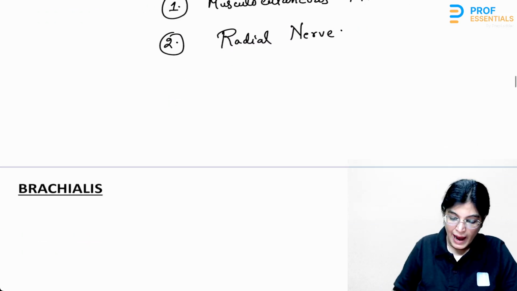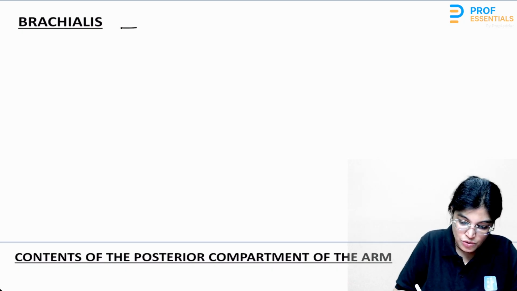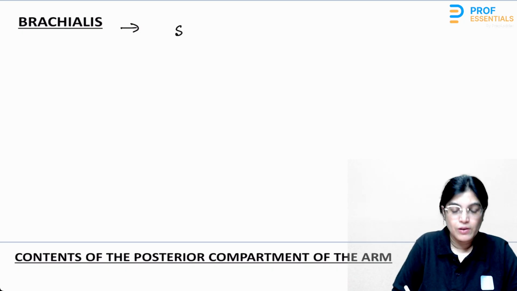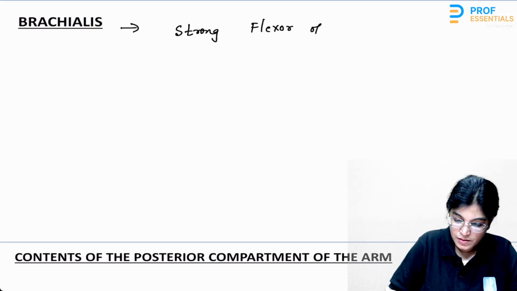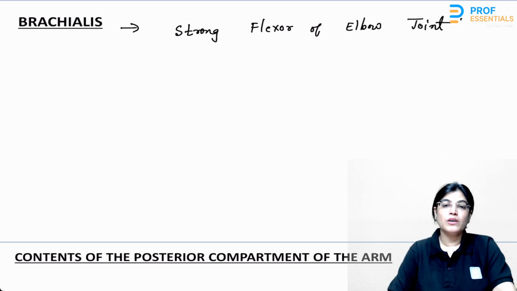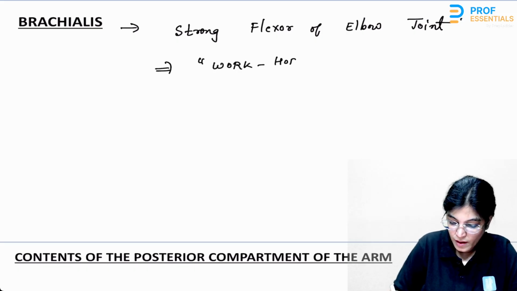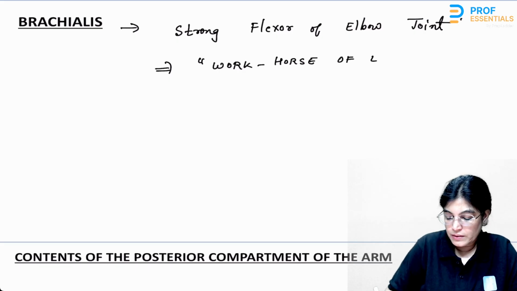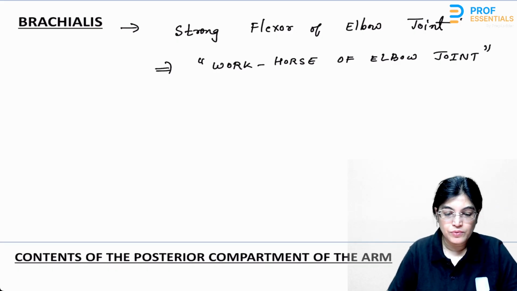And let's talk about the action. When I talk about the action, it is a strong flexor of the elbow joint. And as it is a strong flexor of the elbow joint, the other name given to it is workhorse of the elbow joint. Okay, this is an important action which you have to understand.